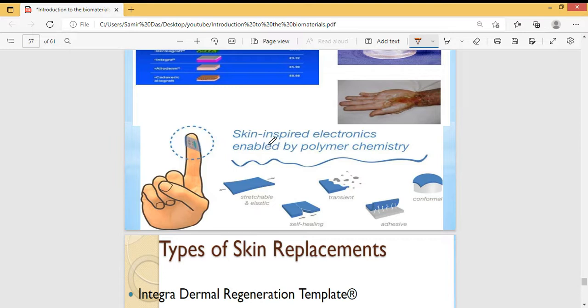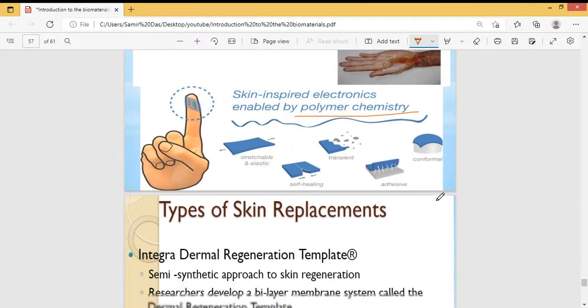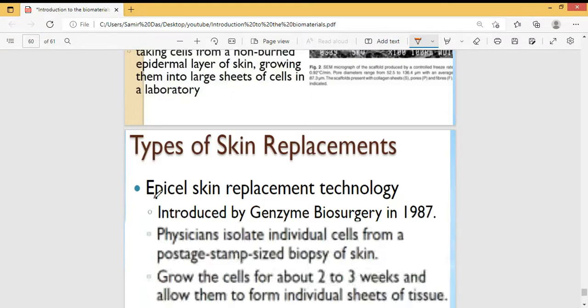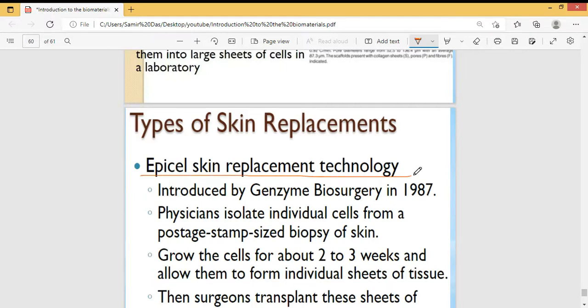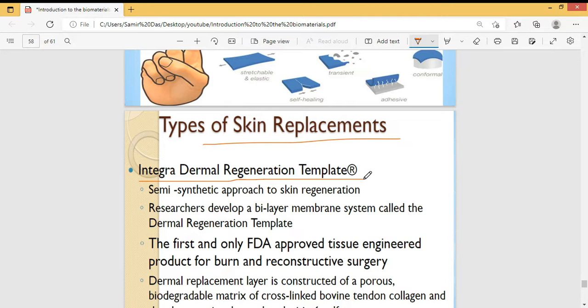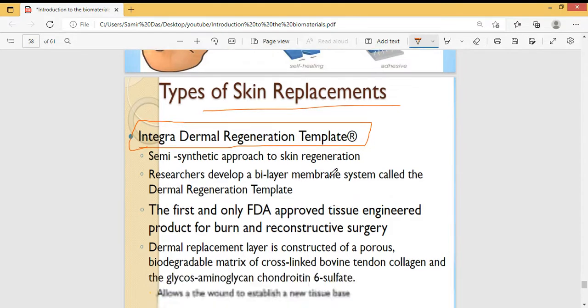So this is the skin inspired electronics element in polymer chemistry. In that case we basically use a process where stretchable and elastic things are replaced. And the skin replacement previously was by Epicel skin replacement. In 1987 this kind of skin replacement was taking place, but right now the most important skin replacement is done by the Integra dermal regeneration template.